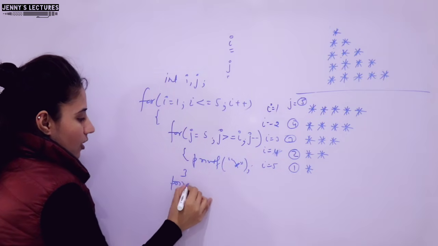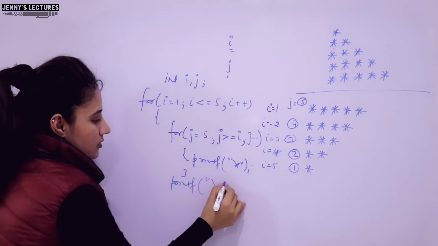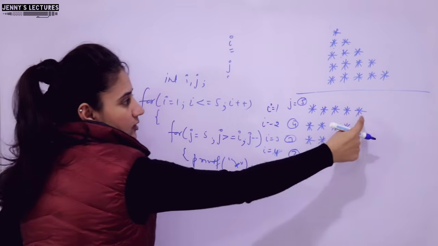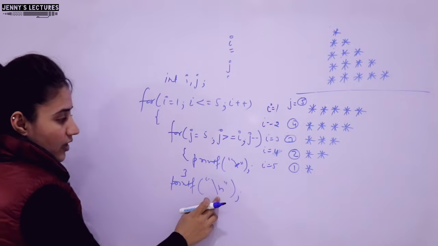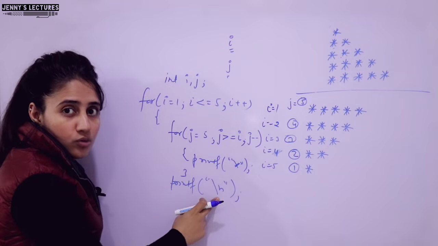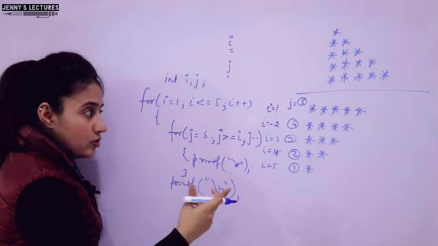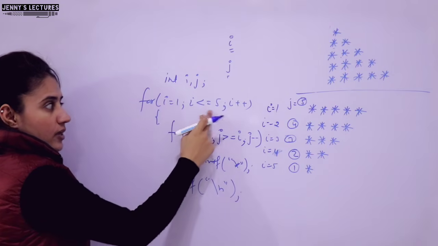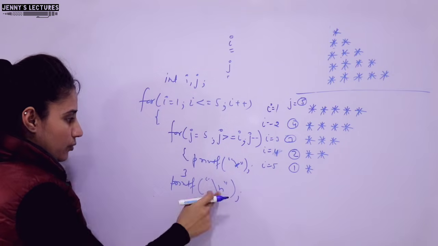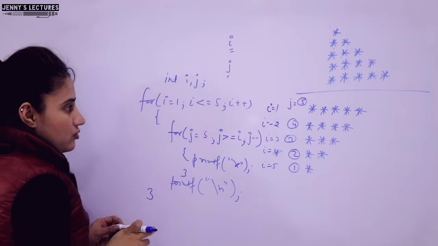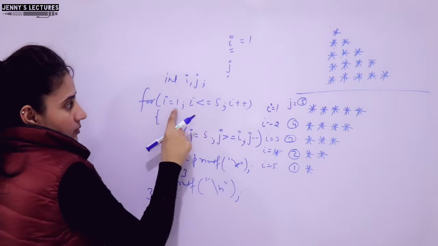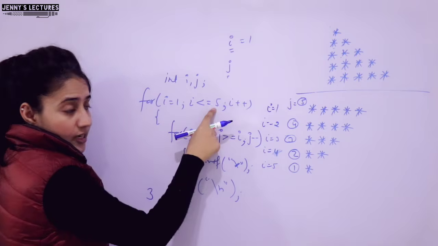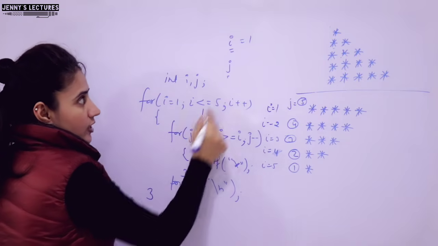That's it. In the outer for loop I am going to print \n, because the new line operators are 1, then 2, then 3, then 4 and 5. So 5 times only the new line operator should be printed. That is why I am putting this only in the outer loop, which runs only 5 times. That's it. Now see the working of this. i is equal to 1, 1 is less than or equal to 5, condition true, so we enter here. j is equal to 5.